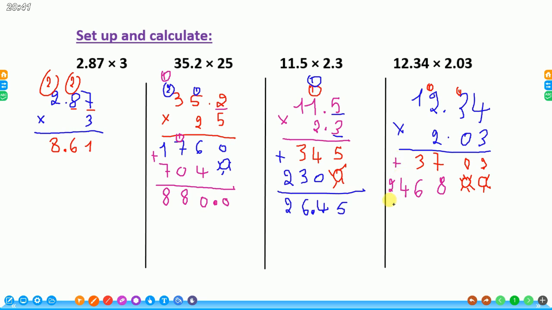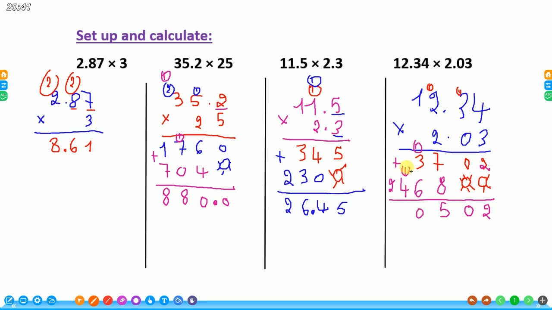In the end, I add the two numbers. 9, here it's 2. 2 plus 0, it's 2. 0 plus 0, it's 0. 7 plus 8 is 15. 5, I carry 1. 6 plus 3 plus 1, it's 10.